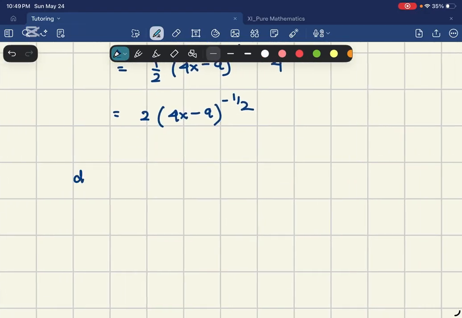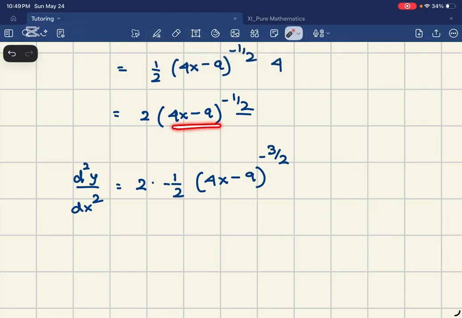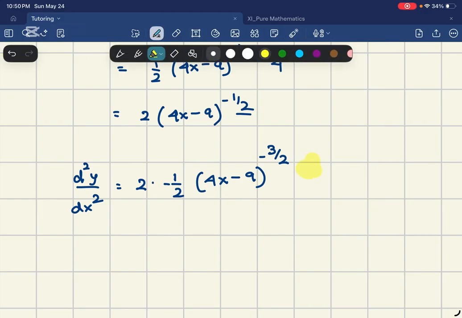Now, let's differentiate it again. d squared y by dx squared. And that is going to be 2 times you bring your new power down. So negative half, and you have 4x minus 9. And negative half minus 1 is going to give you negative 3 by 2. However, the inside was not just x. It was 4x minus 9. So you have to differentiate this again.